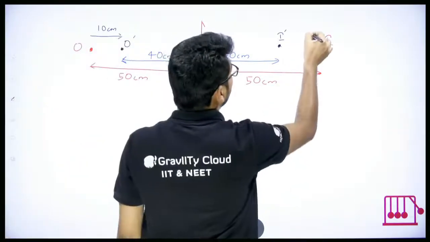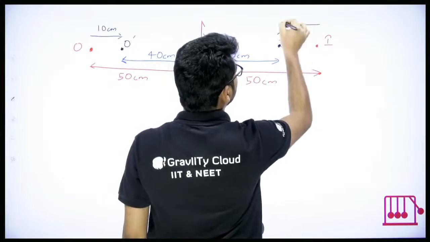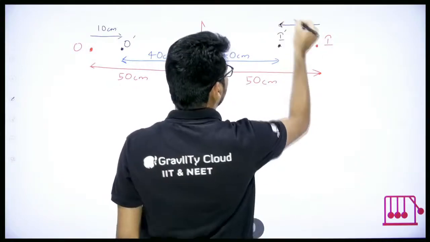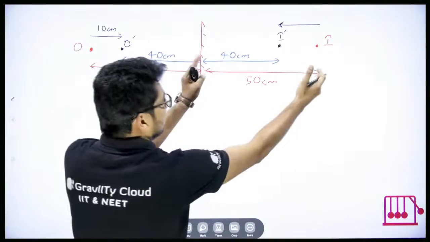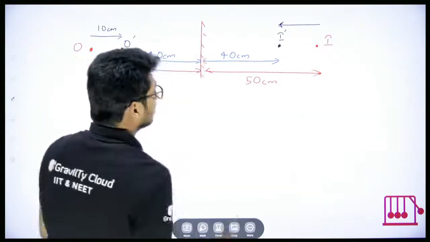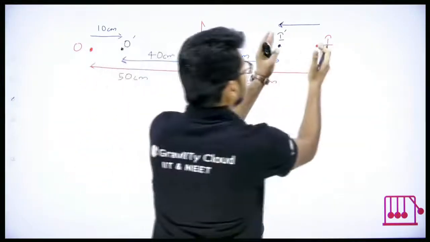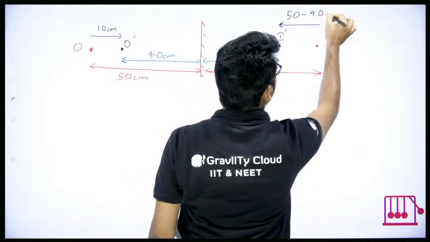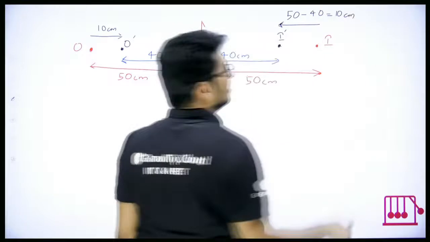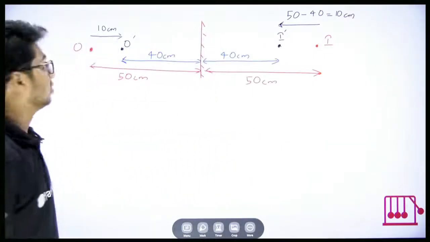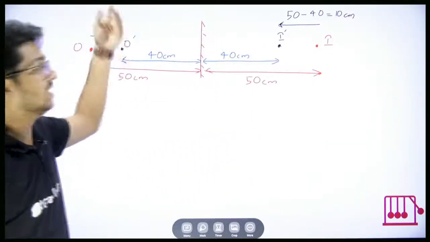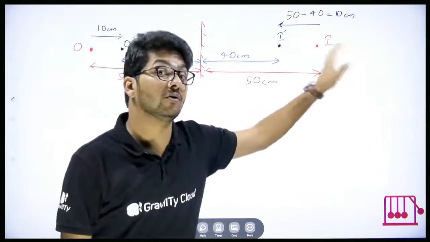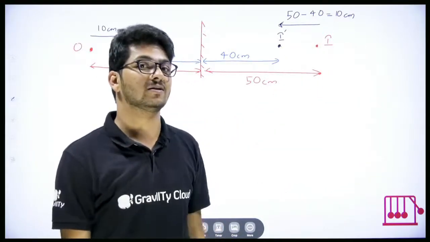Image has moved from I to I dash. So how much is that distance? See, this complete distance is 50 centimeter. This is 40. How much will this be? This will be 50 minus 40. How much? 10 centimeter. So the object has moved 10 centimeter. The image has also moved 10 centimeter.